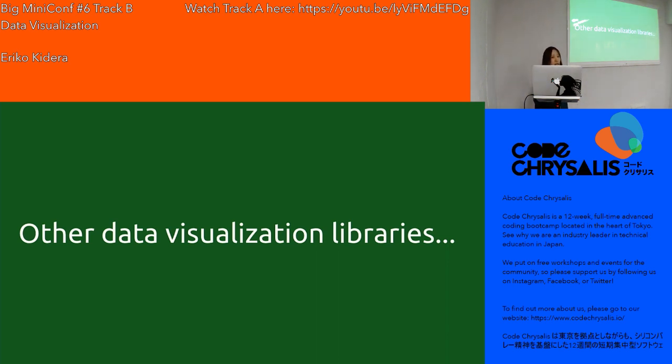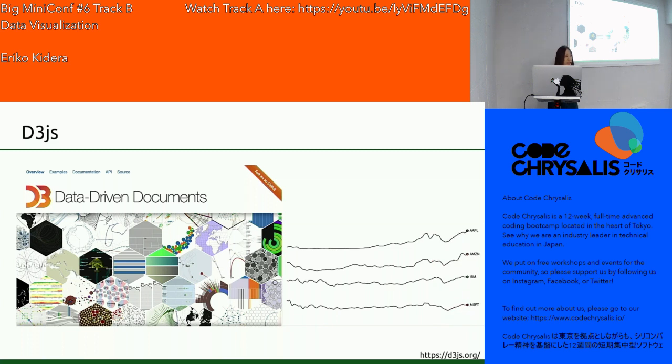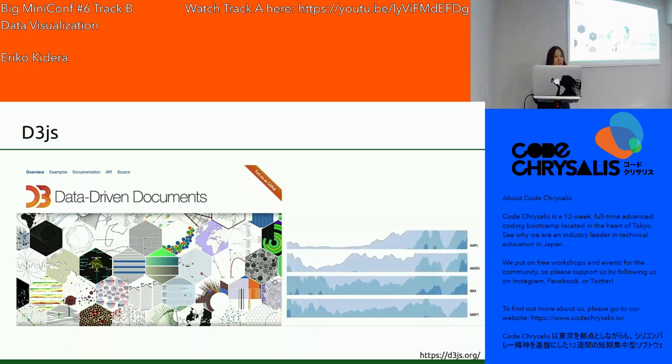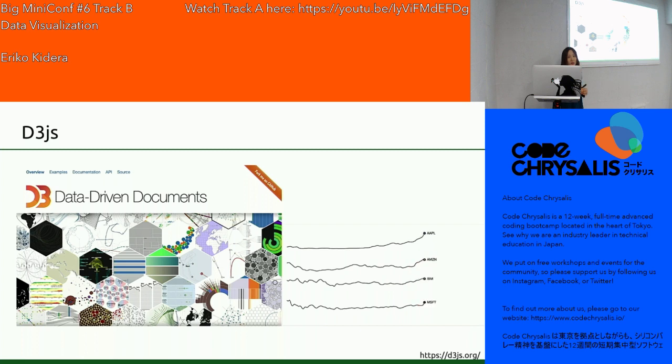There are many libraries for data visualization. I'd like to share a few libraries. First, D3.js. D3.js is one of the popular JavaScript libraries for data visualization. It has great community support. It is used to manipulate elements of a web page in the context of the dataset.